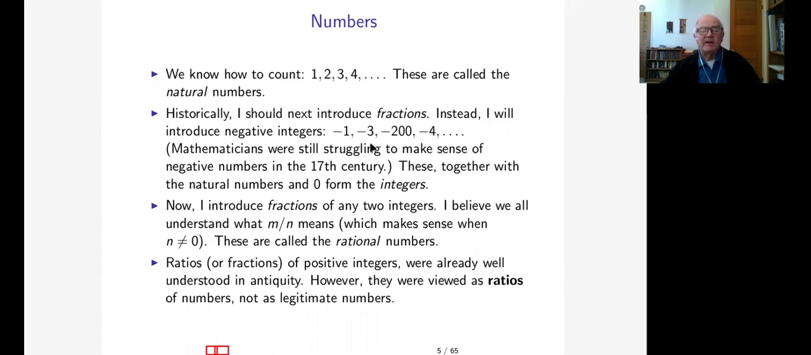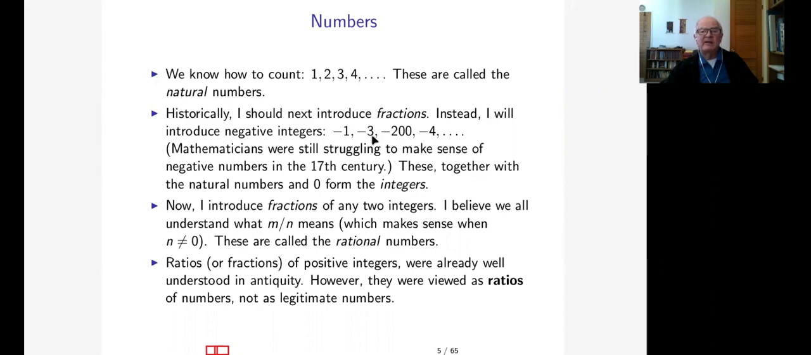Now, historically, mathematicians thought of numbers, and they thought about fractions, ratios. Mathematically, with our understanding today, it's more natural to talk about negative numbers first. So we'll introduce the negative integers, -1, -3, -200, and so on. And this is quite a leap. Mathematicians in the 17th century were still struggling to make sense of what these negative numbers really mean. They were writing books trying to explain why these numbers really make sense.